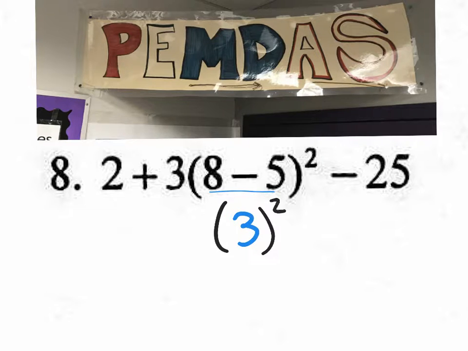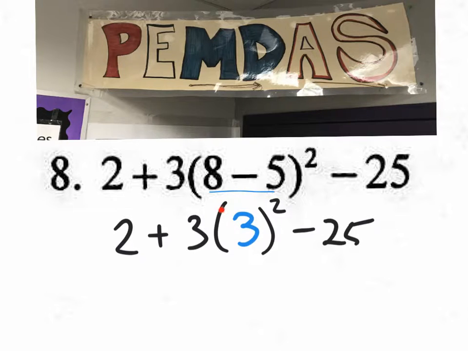The parentheses, the square, the minus 25, the 3 on the outside of the parentheses, the plus, and the 2 out in the front. So at the beginning, we had parentheses, we have exponents, multiplication, we have addition and subtraction. We have all kinds of operations. We've done parentheses so far.